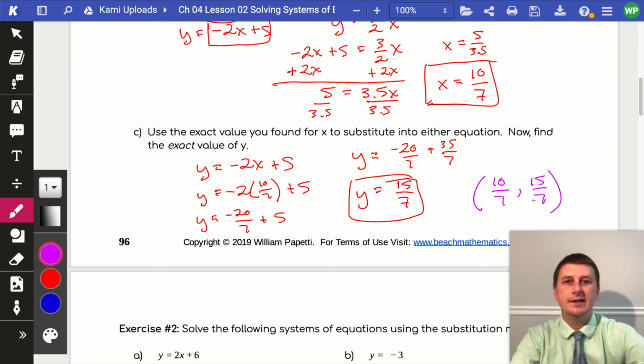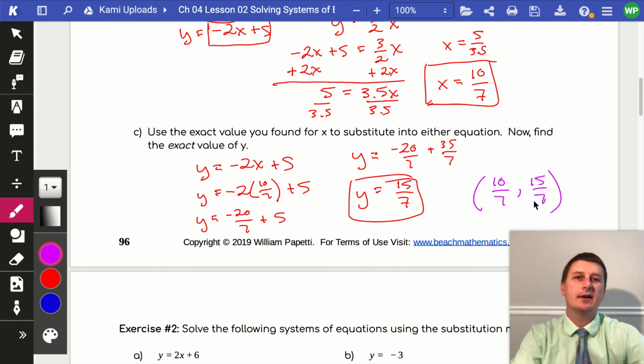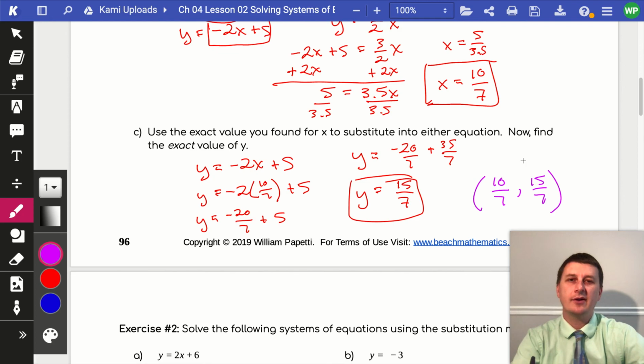And that there, ladies and gentlemen, is why we don't estimate in math. We attend to precision and we look for precise answers. And we do that by using these various methods that we're going to be learning on solving systems of equations. We've now looked at graphing and our first exercise on solving by substitution.